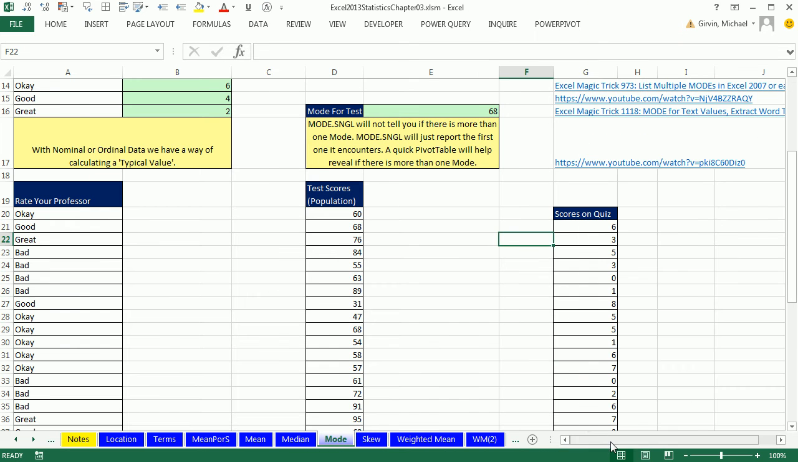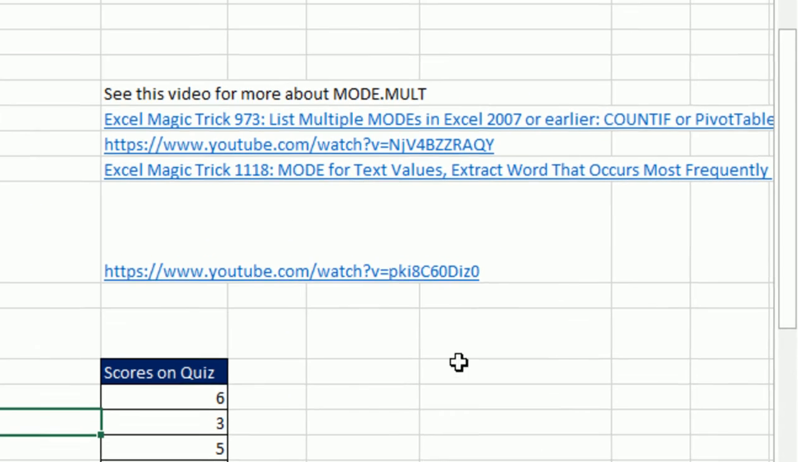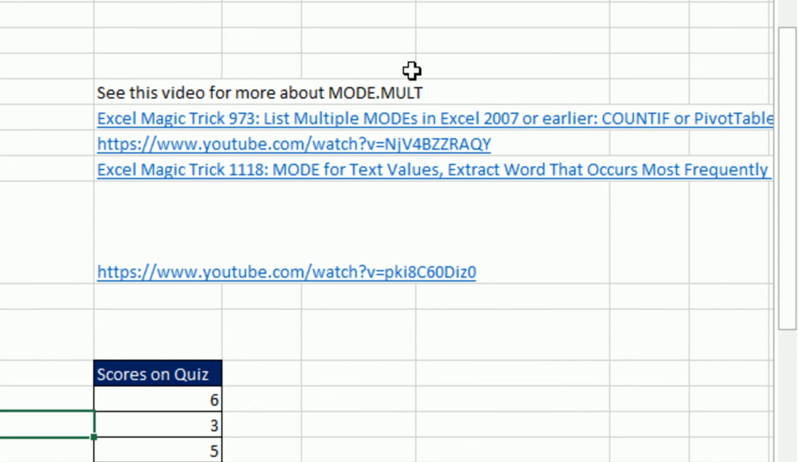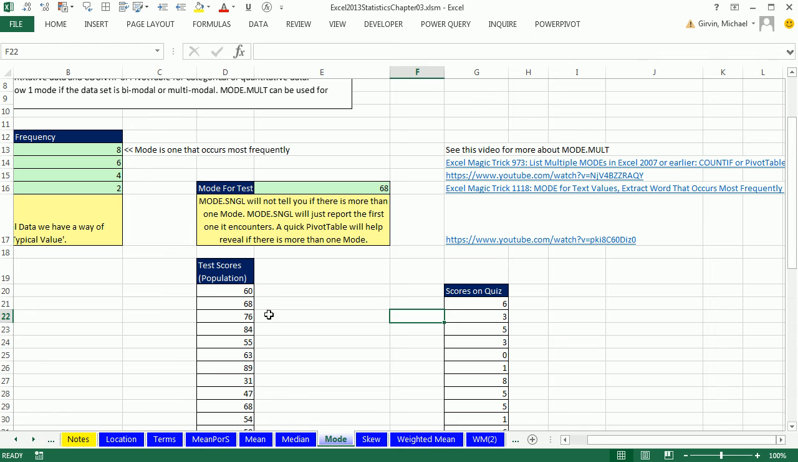Now, there is the multiple function MODE.MULT. We're not going to do that in this class, but no problem. I have this great video and this link that shows you how to use it. There's also a formula that you can use to extract text values, and there's a video for that. I'm not going to do it in this class.